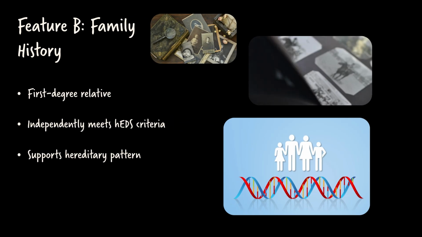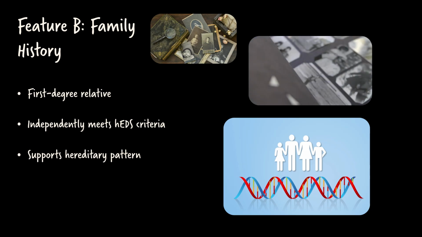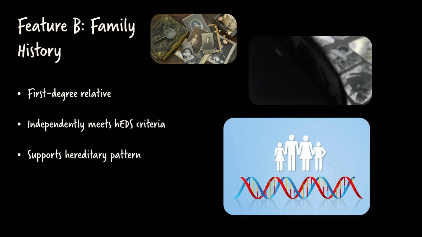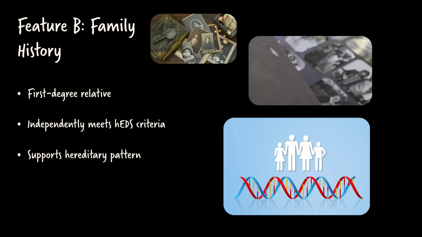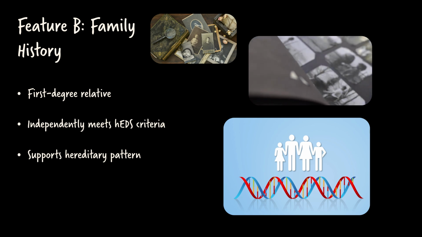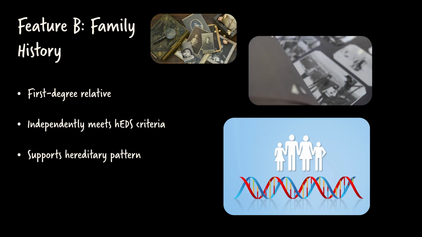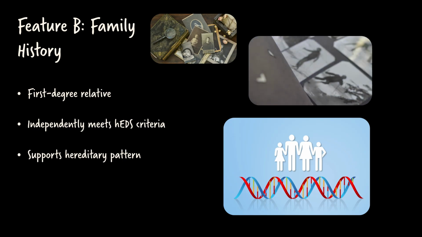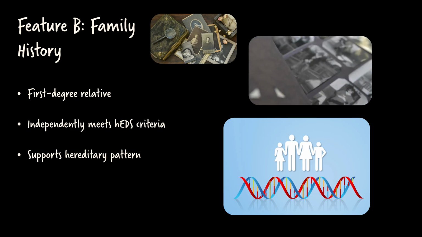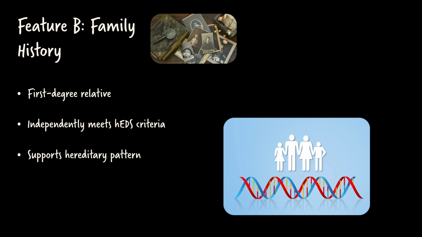Feature B focuses on family history and supports the hereditary nature of hypermobile Ehlers-Danlos syndrome. To meet Feature B, a first-degree relative must independently meet the current hEDS diagnostic criteria as defined by the 2017 International Classification. Prior diagnoses made under older or less stringent criteria are not sufficient. This feature strengthens diagnostic confidence by confirming a consistent hereditary pattern.